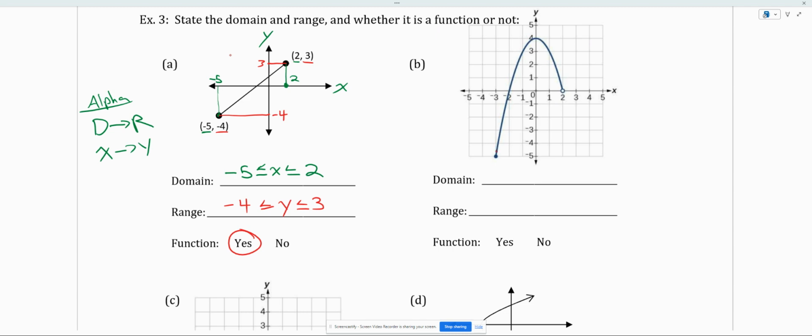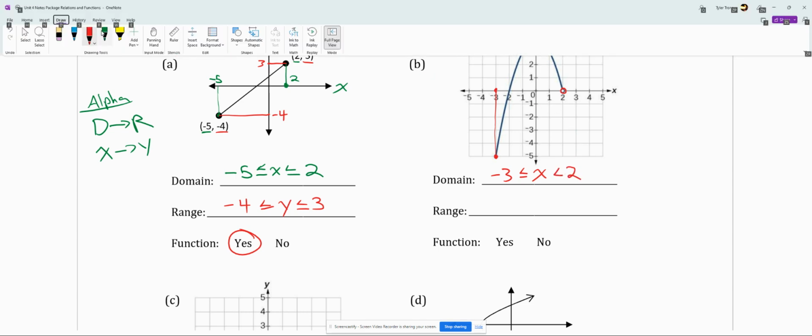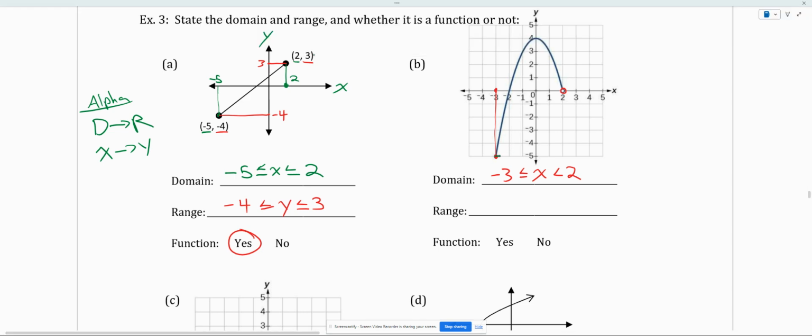Next, we're going to go to this domain and range. So for this domain, I'm going to go straight up on the left boundary and see that's at -3, and it is a closed circle down below here, so that's -3 less than or equal to x. And this one stops right on my x, and it's an open circle, so it must be less than 2. Again, we'll switch colors here and look at my y's. My y lower boundary here is at -5, and my upper boundary looks like it never goes above 4.